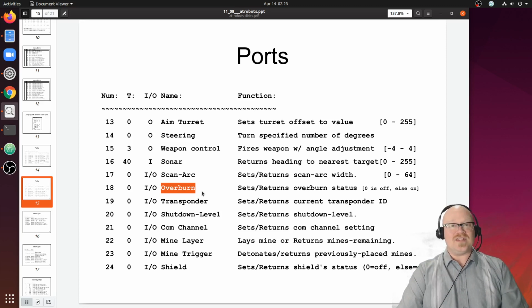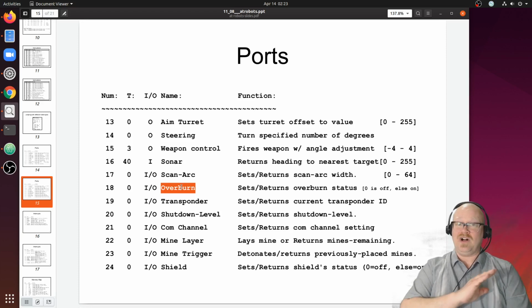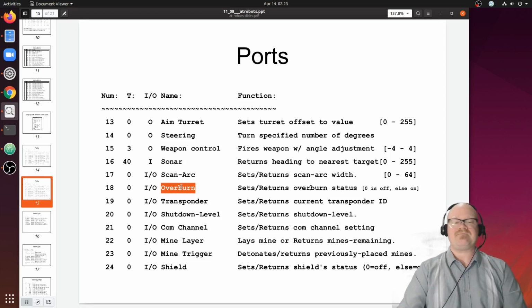If you use it for output, you're basically telling it to turn on or off. So if you send a 0 to this port, you're turning Overburn off. If you send anything else, you're turning it on. You can find out whether it's on or off by using it as input. By default, it is off.